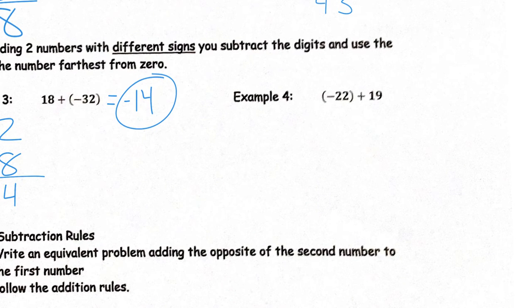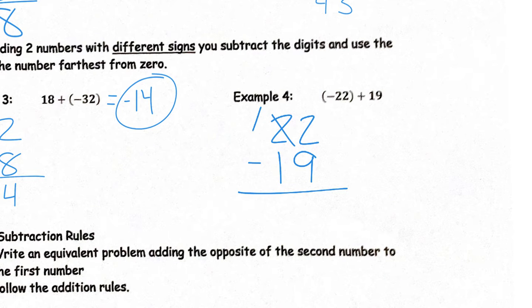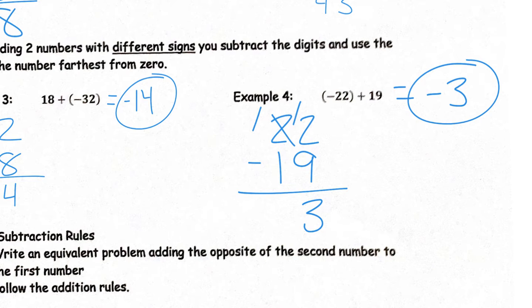Example 4, different signs we're going to subtract. Go ahead and put that 22 on top over the 19. I know I could probably do that in my head real quick. 12 minus 9 would give me 3, positive or negative? Negative 3, because that 22 is further from 0.